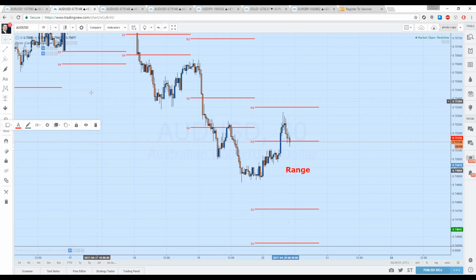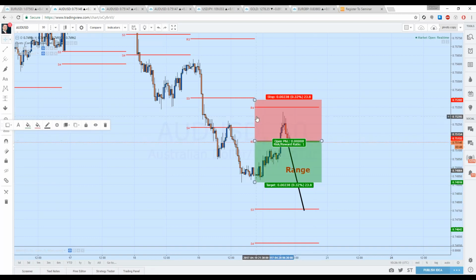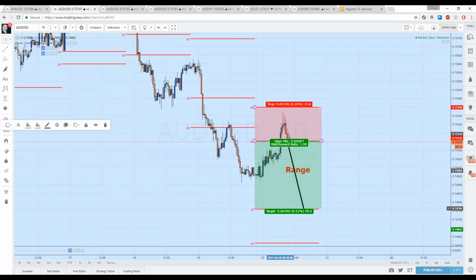Traders are looking to again sell against resistance, anticipating price will trade to support. Let's look at this example further. Traders may look to sell against R3, set their risk over R4, and target support at S3.